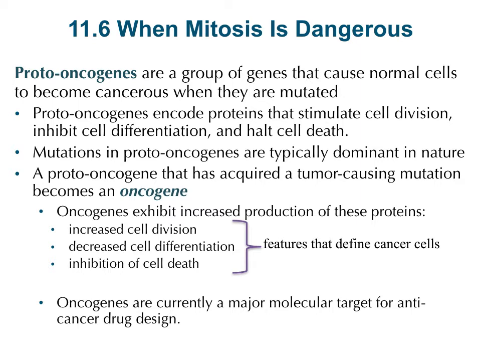And oncogenes exhibit increased production of these proteins that increase cell division to the point of uncontrolled cell division, and decrease cell differentiation. They will also inhibit cell death. These are features that define cancer cells. Oncogenes are currently a major molecular target for anti-cancer drug design.